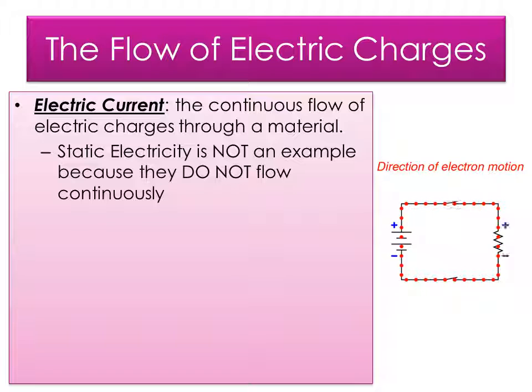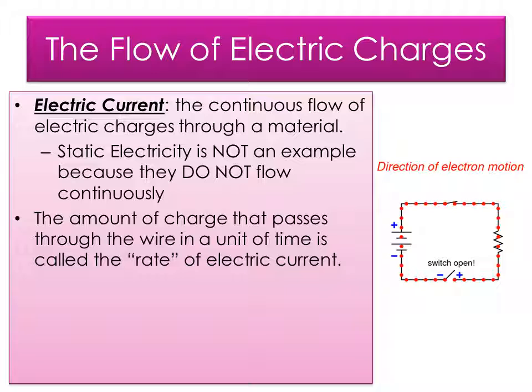Now, last section we talked about static electricity. Static electricity is not an example because the charges do not flow continuously. Remember, static is a buildup of charges. So they do not flow continuously. Just when they hit another object that has the opposite charge, they will equalize, and that's how you'll get that shock. So it's not considered a current because it does not flow continuously.